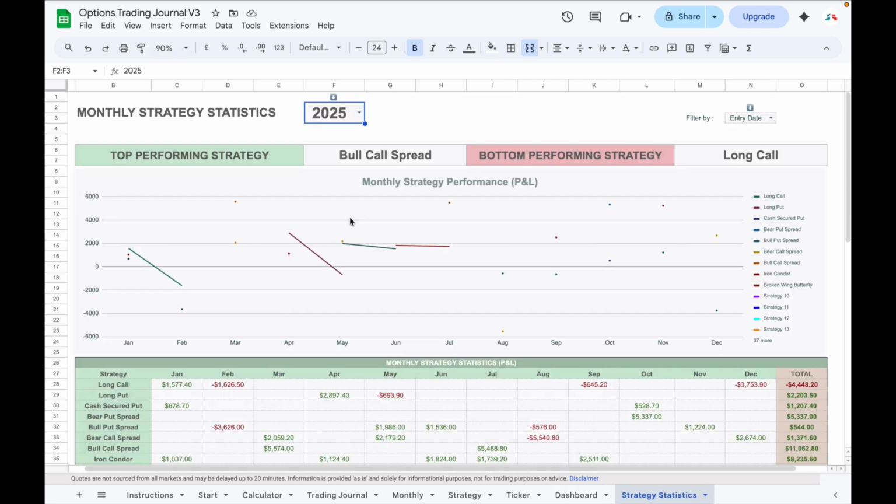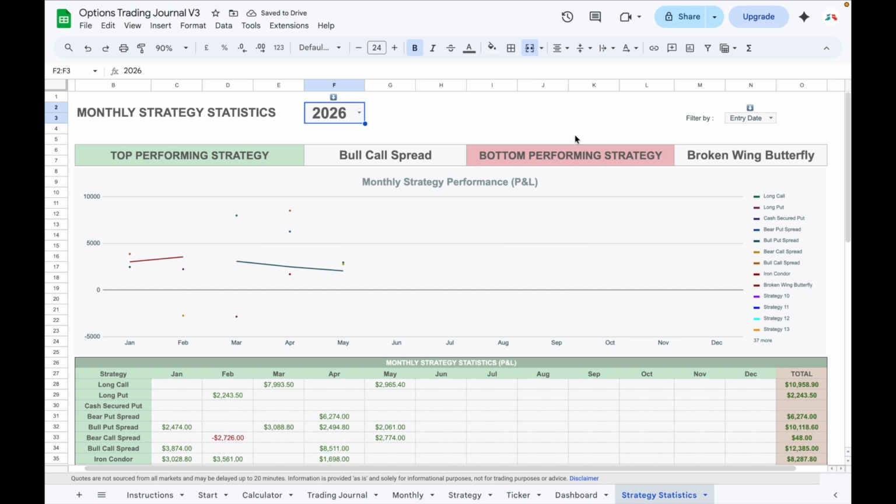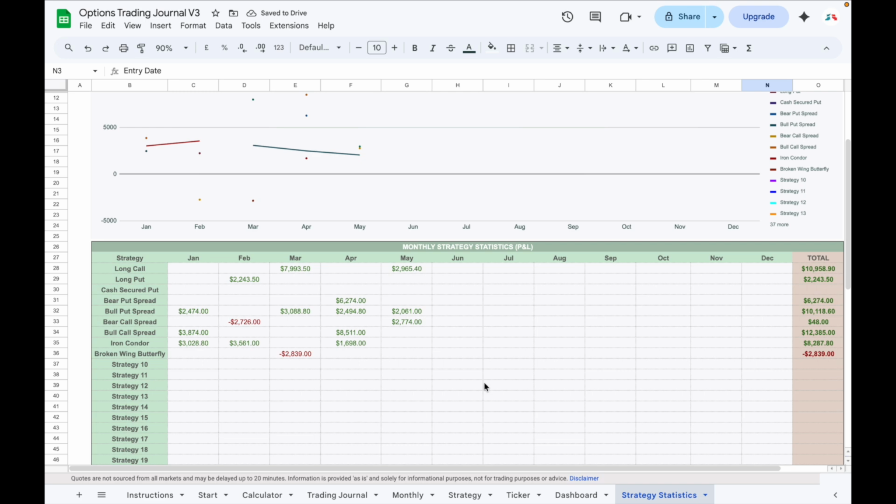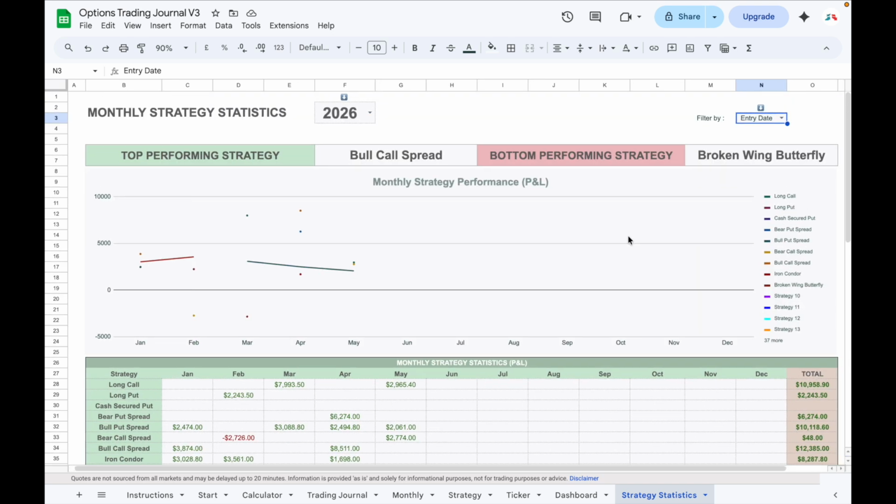The strategy statistic tab gives you a month-by-month P&L breakdown for every trading strategy across the year. First, select a specific year from the drop-down list at the top. You can filter by entry date or exit date to choose how the monthly P&L data is calculated. The table below shows the monthly profit and loss for every strategy from January to December for the selected year. The performance highlights section shows your best performing and worst performing strategies.